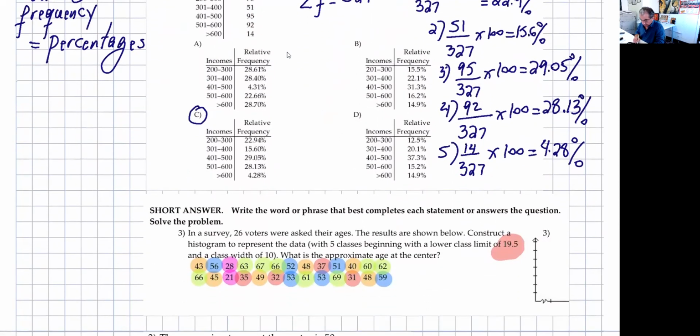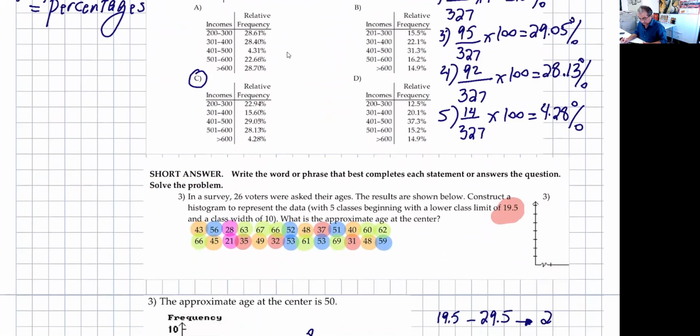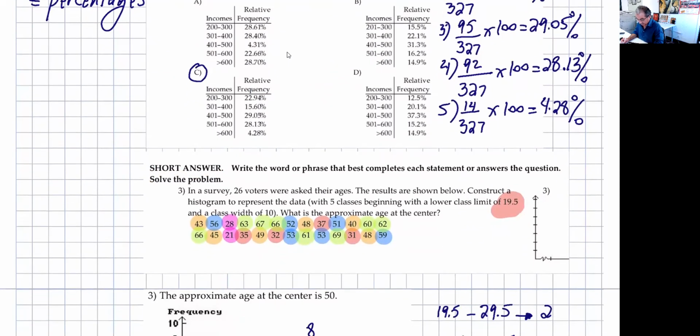Next, please, when you take the test, make sure to read that bold part, the first part. Write the word or phrase that best completes the statement or answers the question. So let's see. In a survey of 26 voters, we were asked their ages. The results are shown below. So we have the result. Construct a histogram with 5 classes with a lower class limit of 19.5.